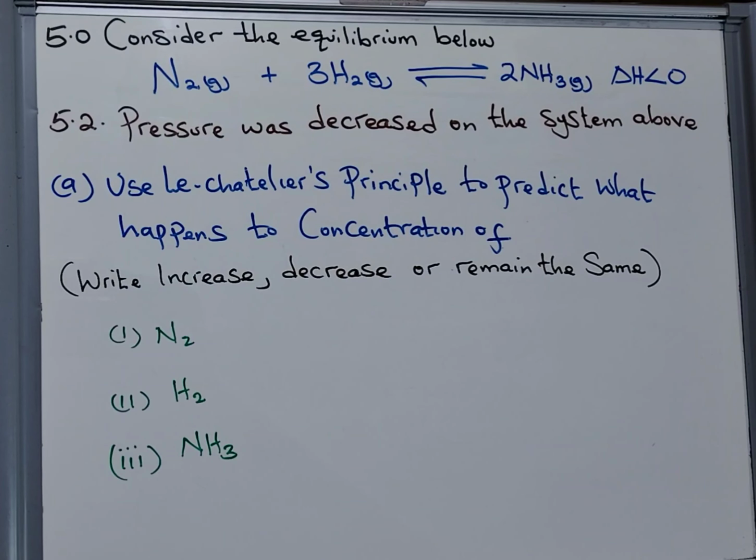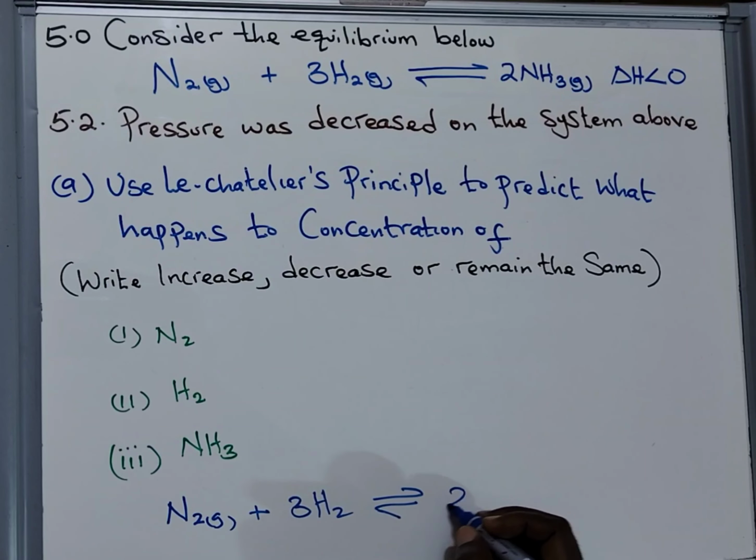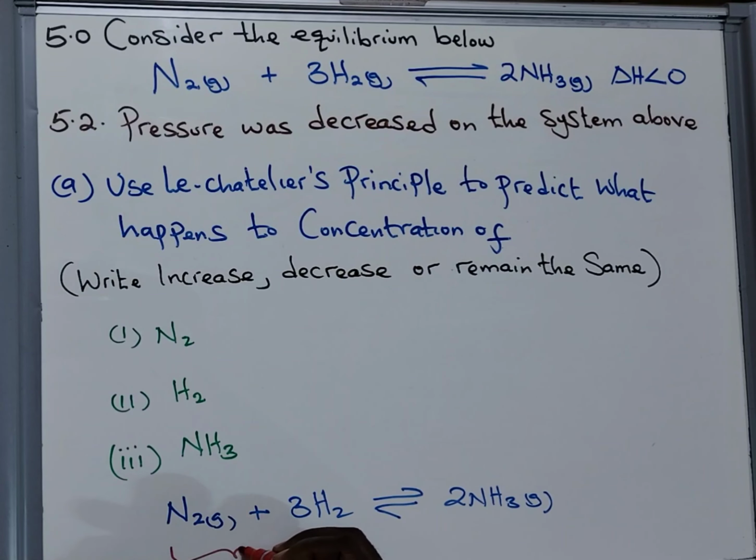So what do we do here? Okay, the best approach is to have the equilibrium written down. So you have nitrogen reacting with hydrogen to give you ammonia. Prediction of pressure is done by counting the number of moles. So you have here 1 plus 3, which is 4. And this side you have 2.